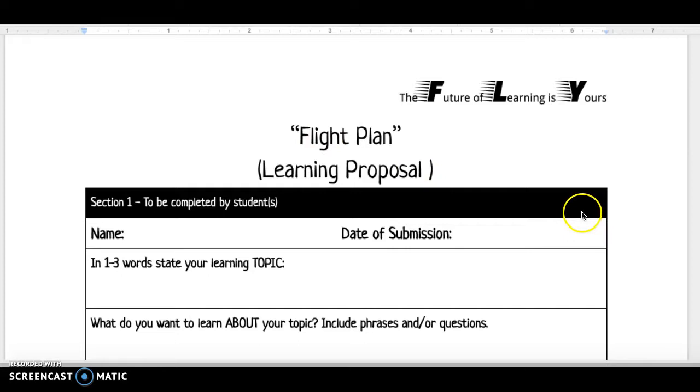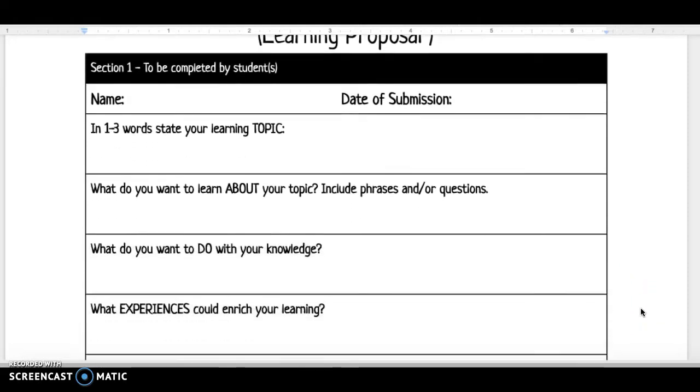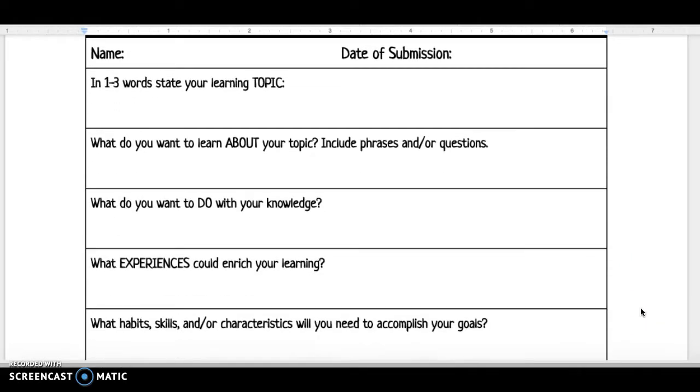Section 1 is what the students would fill out. So it starts with stuff that's very simple, your name and date. And it asks you to state your learning topic. So what kind of topic are you interested in? And it asks you, what do you want to learn about your topic? Any phrases or questions you might have about your topic. It asks you to think about what you want to do with your knowledge. So beyond just gaining new knowledge or learning about a topic, what do you actually want to do with that?